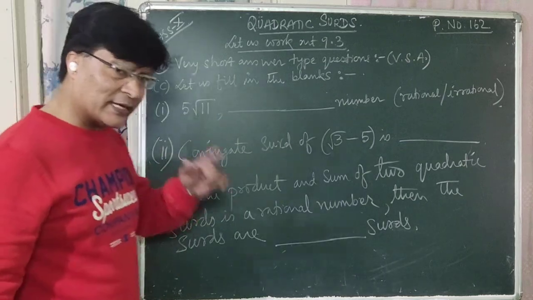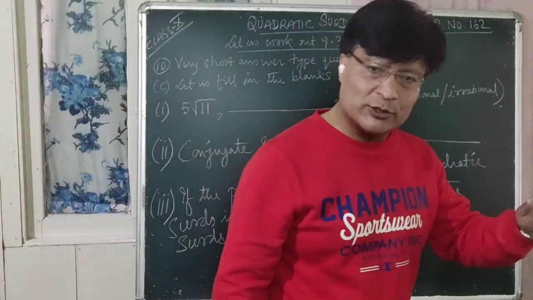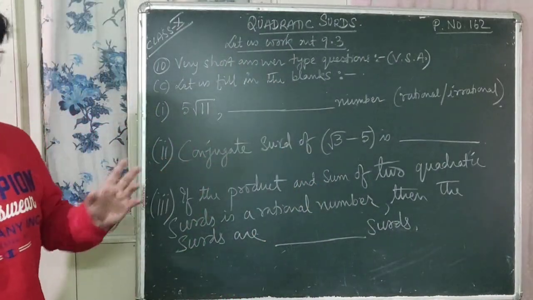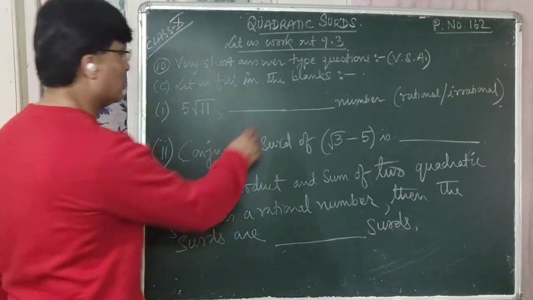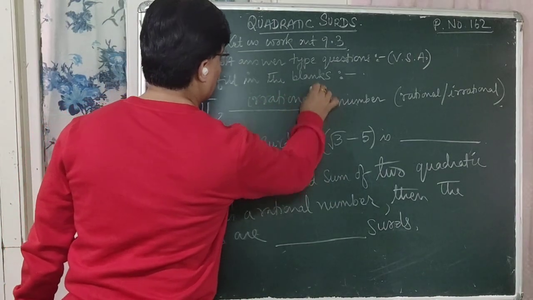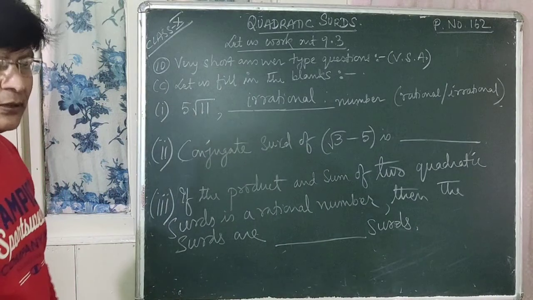So if you get exact square root of a number, then that is your rational number. But if you don't get exact square root of a number, then that is known as irrational number, right? So this is known as what? Irrational number. Is that clear?